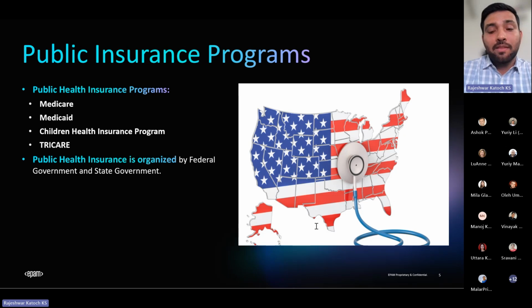So the federal and the state government collaborate together to work on these public health insurance programs. So we'll have Medicare, Medicaid, Children Health Insurance Program, and TRICARE.